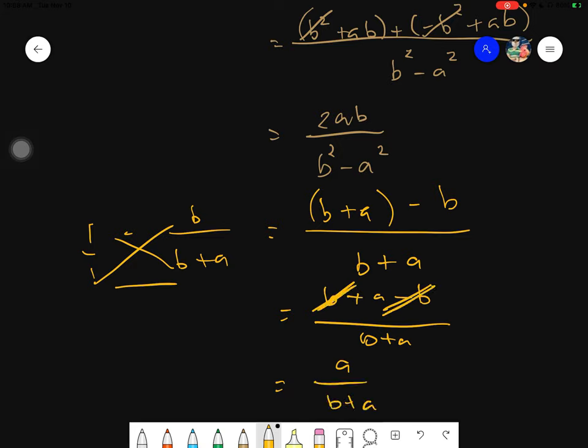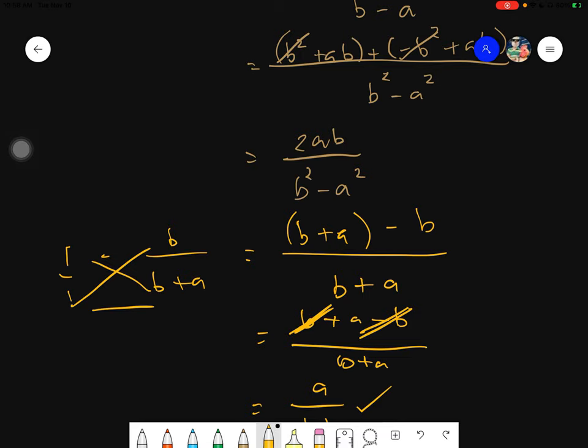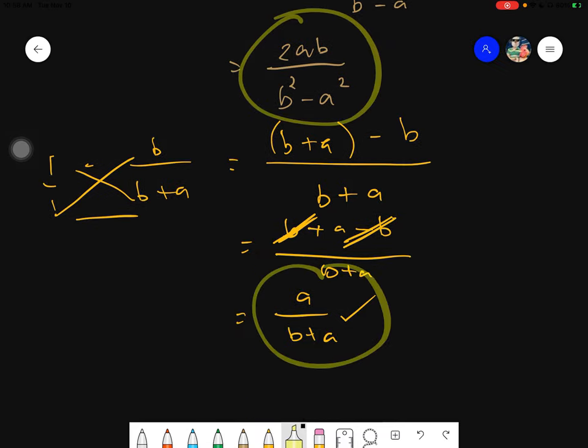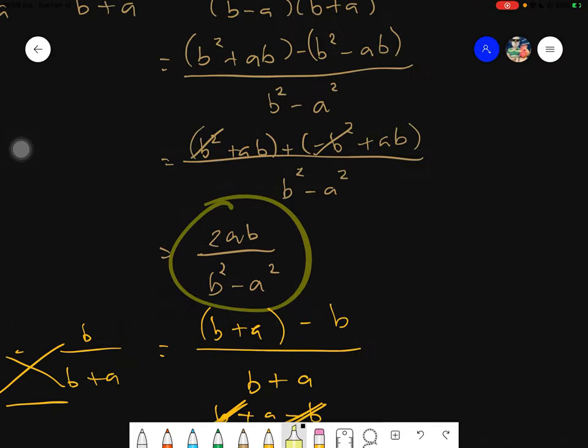This one is cancelled out. Why? Because they are the same number. And this is a, of course, and this is, of course, b plus a. So that's why we just wrote it like this. Okay? That is the yellow one. This is the brown one, and then this is the yellow one. And we will write them down in our given.